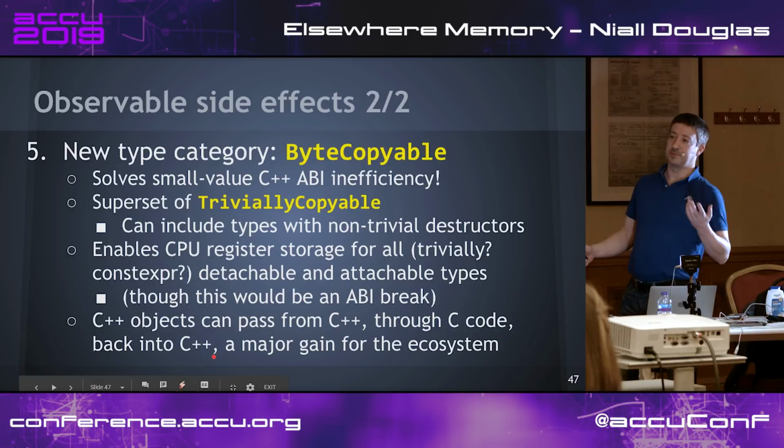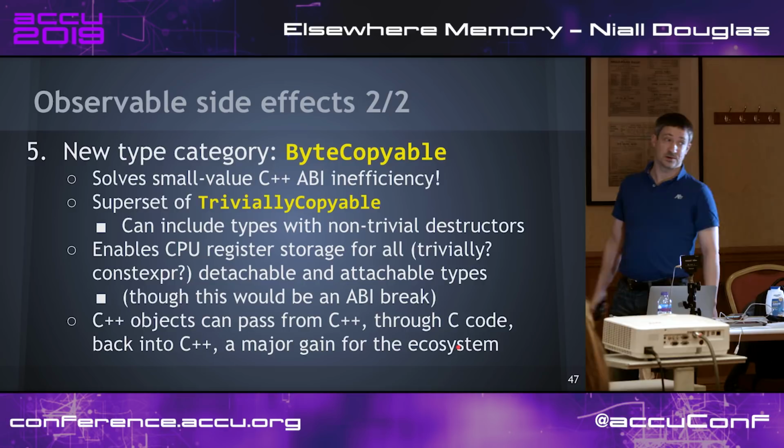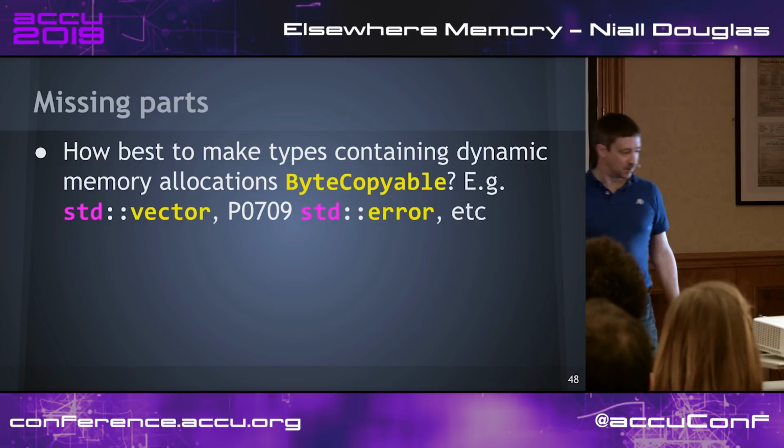Unless it's trivially copyable, C can't speak it. Now, if it's byte copyable, you can, because you can detach it, hand it off to C code. C code can go and mem copy it to its heart's content, and when you reattach it, when you re-enter C++, it's completely usable, and that's a huge boon if you ever have to get C++ to talk to any other language, because they all speak C, they don't speak C++, like Python, you know?